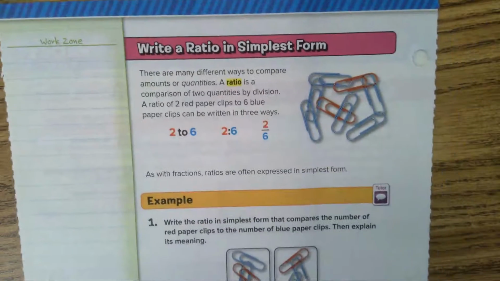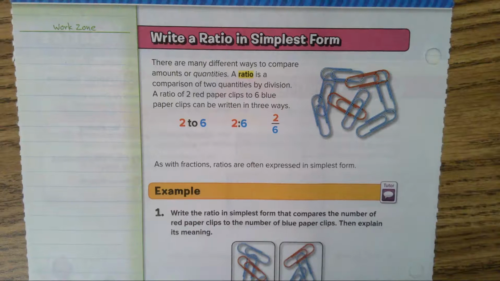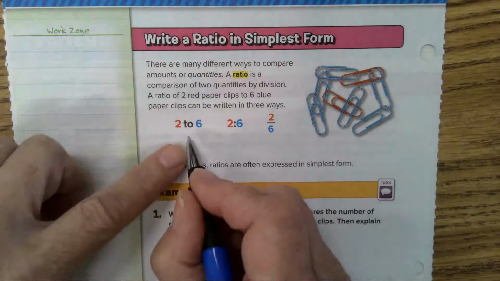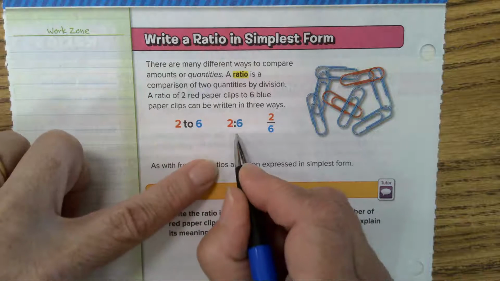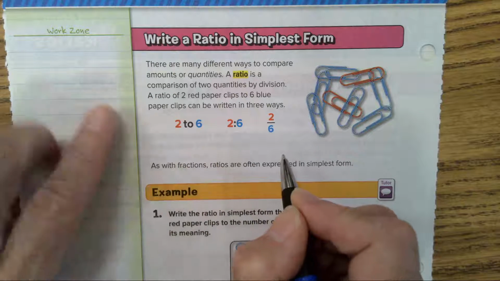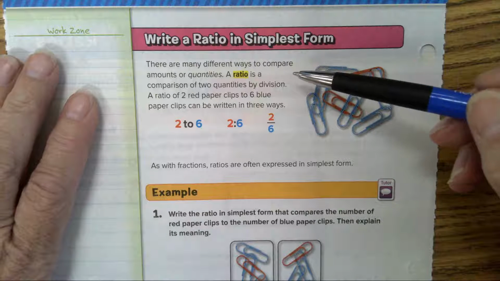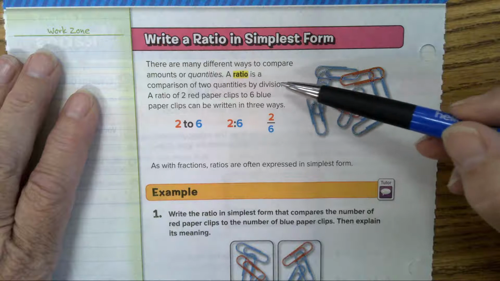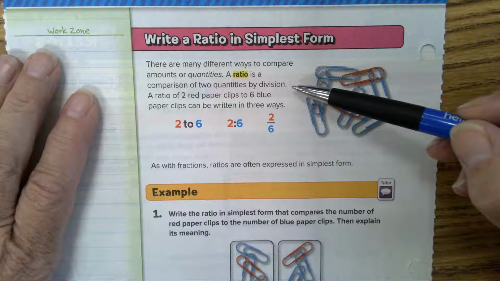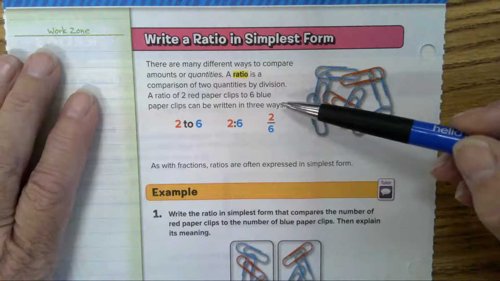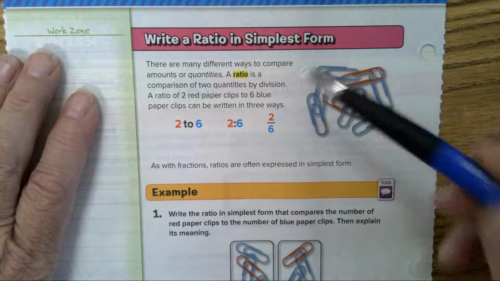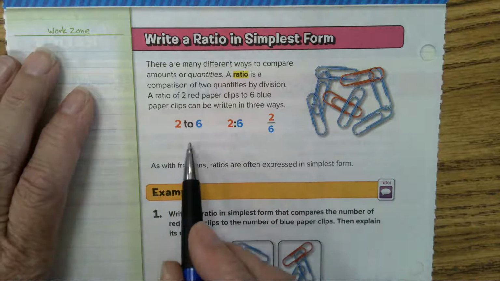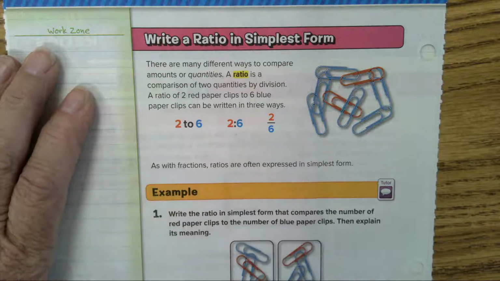Okay, now let's turn to page 20 in your book, and we're going to talk about how to write a ratio in simplest form. Boys and girls, there are 3 ways to write ratios. The TO, the dot, which is a colon, and a fraction. It says there are many different ways to compare the amounts or quantities. A ratio is just a comparison of 2 quantities by division. A ratio of 2 red paper clips to 6 blue paper clips can be written 3 ways. And those are the 3 ways. TO, the colon, and the fraction.